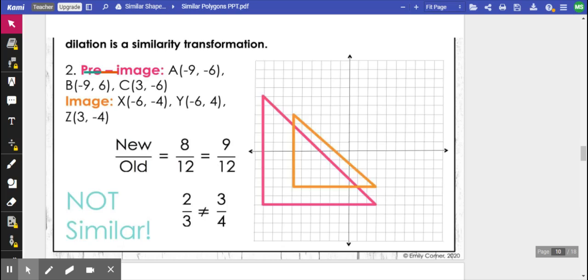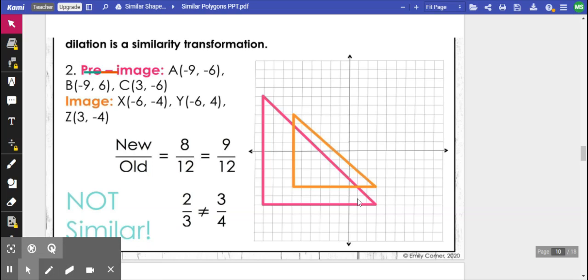Another example here, we only have 3 points making a triangle, and looking pre-image to image to see if a dilation is what happened. So if we compare these two shapes, where we're starting out with this pinkish color shape, you can see that going up the length of the side, we have 1, 2, 3, 4, 5, 6, 7, 8, 9, 10, 11, 12 spaces. And the orange is 1, 2, 3, 4, 5, 6, 7, 8 spaces. So 8 to 12 would be a 2 to 3 ratio or proportion between the sides of the triangles. But if you compare the other lengths, we have 12 again.